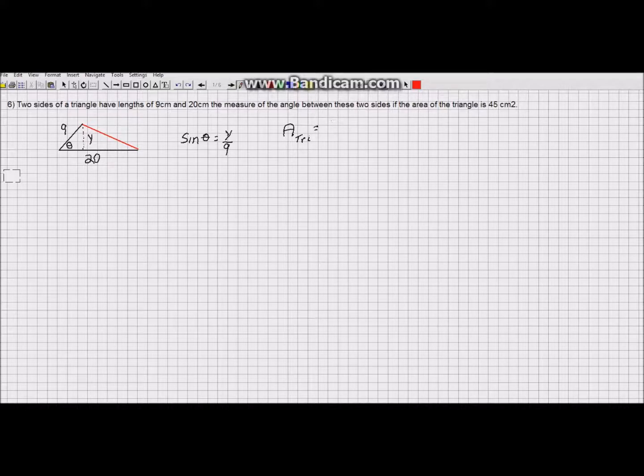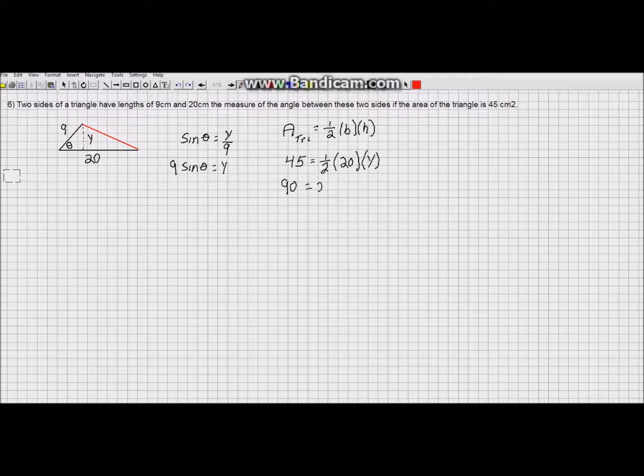I know that the area of a triangle is equal to half the base times the height. And in the triangle that I'm using, its area is 45, 1/2, the base is 20, and the height is y. I can go back to my sine equation, multiply the 9 over to the other side, and get y is equal to 9 sine theta.